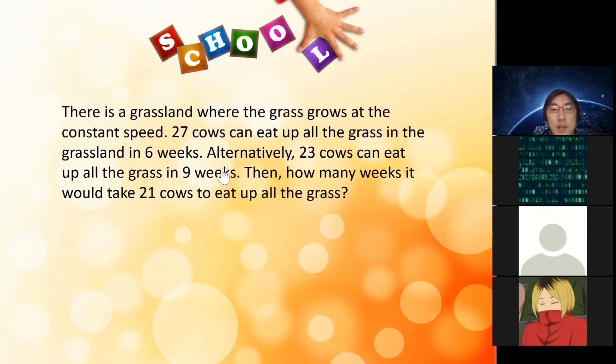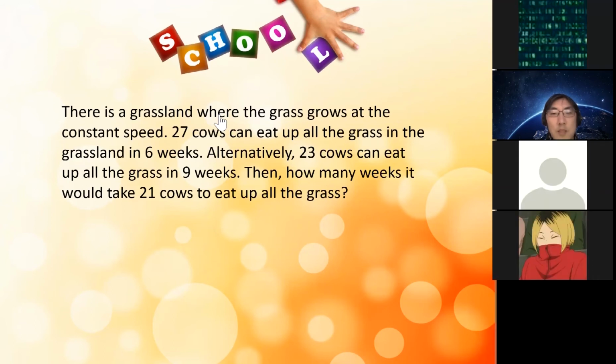Okay, thanks. Now let's analyze the problem carefully. So there is a grassland where the grass grows at a constant speed. Firstly, what does constant speed mean? Grace, what do you think constant speed means? Regular speed. Yeah, regular speed. So that means each day, the same amount of grass newly grows, right?